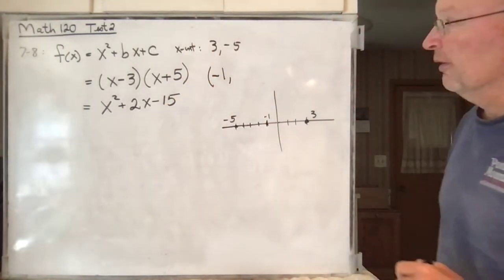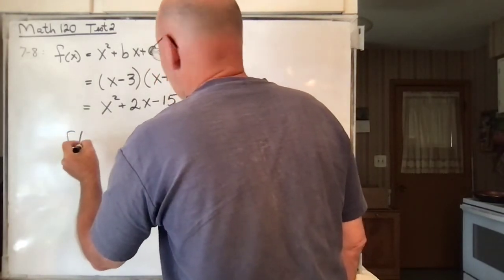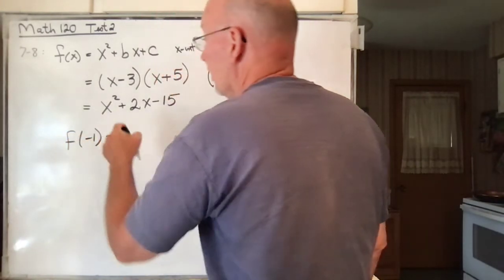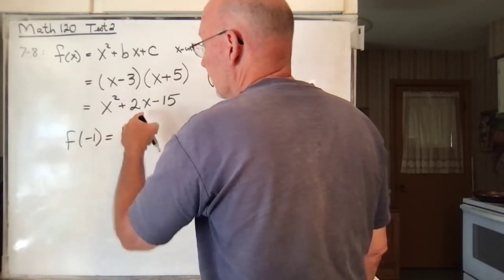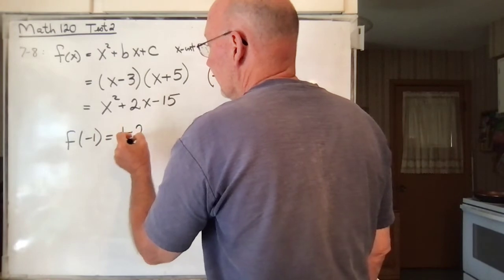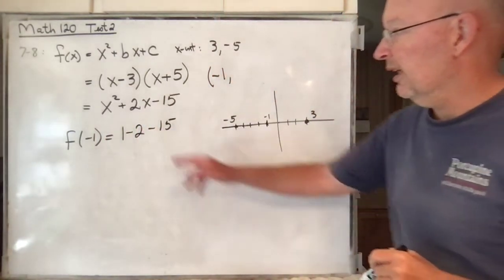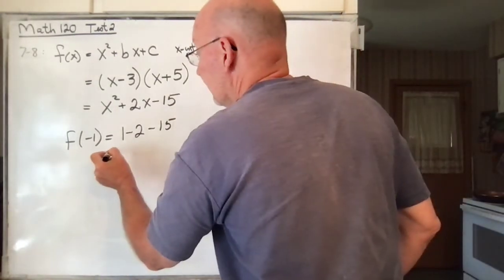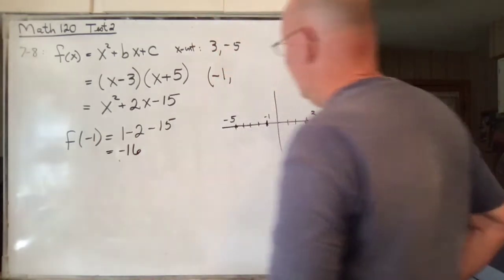What's the y-coordinate of the vertex? Well, let's go ahead and stick negative 1 into the function. If you do, you're going to get what? Negative 1 squared is 1. Negative 1 times 2 is negative 2 minus 15. So that's going to be what? Negative 17 plus 1 is negative 16. Negative 16.